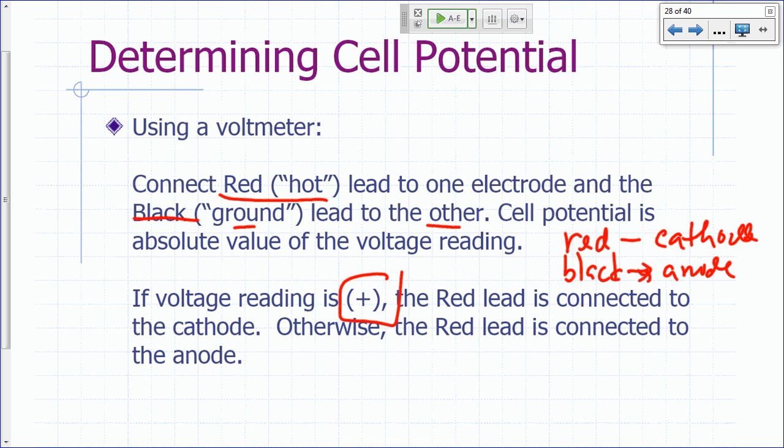So don't worry whether you're getting a positive or a negative reading. It still tells you your battery is alive. All it's saying is that if you're getting a positive reading, then you're looking at a situation where the black lead is connected to the anode. Otherwise, you got it switched.